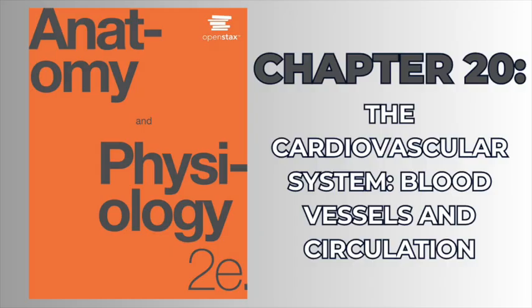Atrial natriuretic hormone, secreted by cells in the atria of the heart. Atrial natriuretic hormone, ANH, also known as atrial natriuretic peptide, is secreted when blood volume is high enough to cause extreme stretching of the cardiac cells. Cells in the ventricle produce a hormone with similar effects called B-type natriuretic hormone.